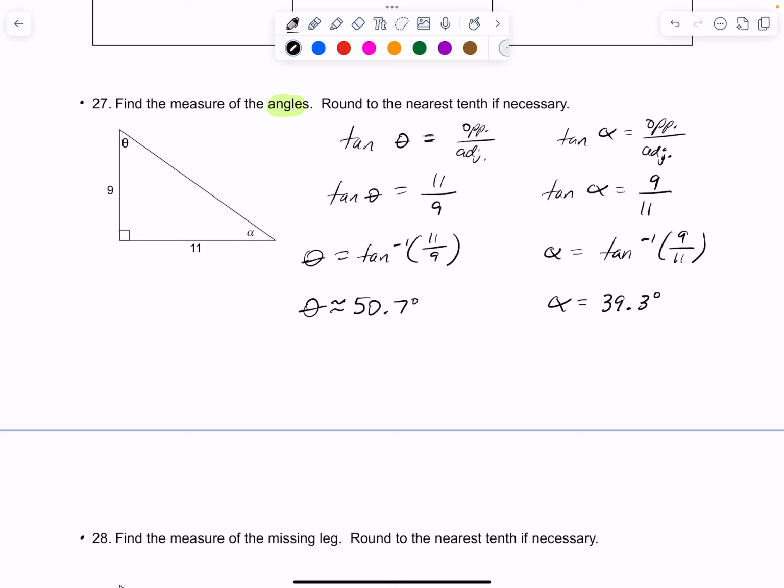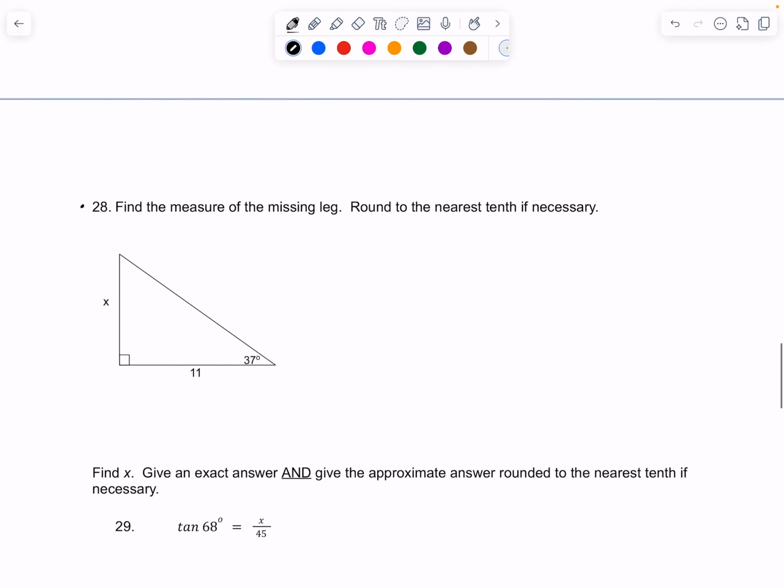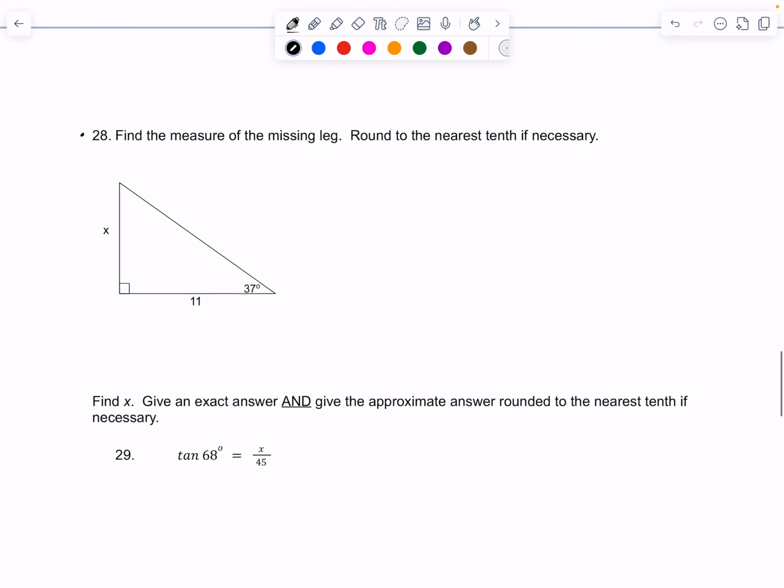Now, I'm hoping you see that if you were to look at your theta here, which is 50.7, and your alpha, which is 39.3, if we were to add those together, we would get approximately 90 degrees. Remember, this is a right triangle, so alpha and theta have to be complementary, right? They have to add to be 90 degrees. Okay, we're going to do two more, 28 and 30, then I'm all done.